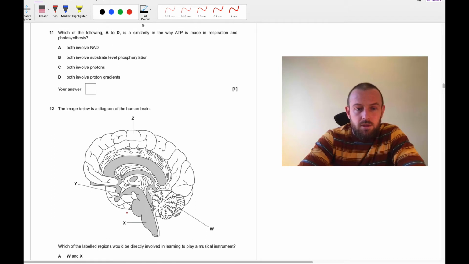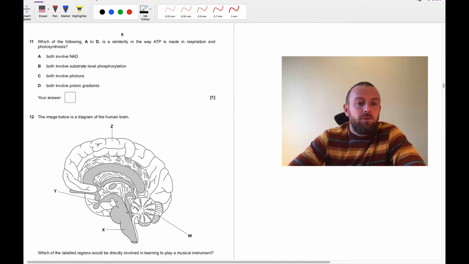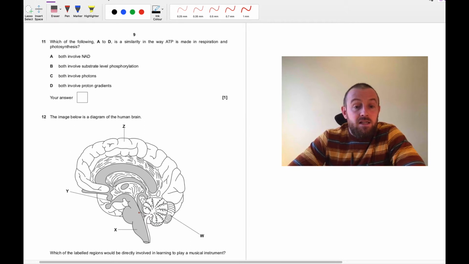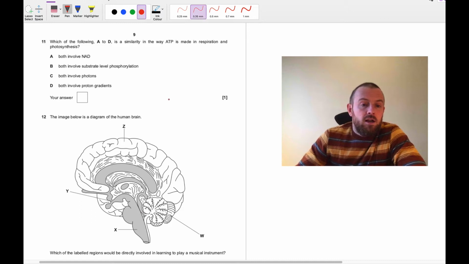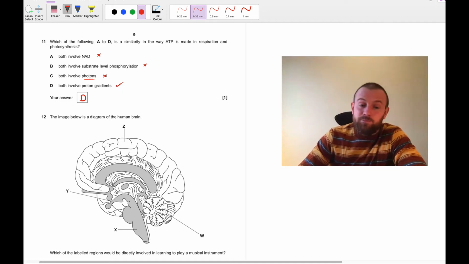11 and 12. Just moving a teeny bit more. Okay, 11. Which of the following A to D is a similarity in the way ATP is made in respiration and photosynthesis? Both involve NAD. No, that's not true. One uses NAD, one uses NADP. Both involve substrate level phosphorylation. No, that's not true. Both involve photons. Ooh, this is trying to trick you. No. Both involve proton gradients. Yes, that's true. So the answer is D. A photon is a particle of light, so that's just photosynthesis. Don't confuse photons with protons.